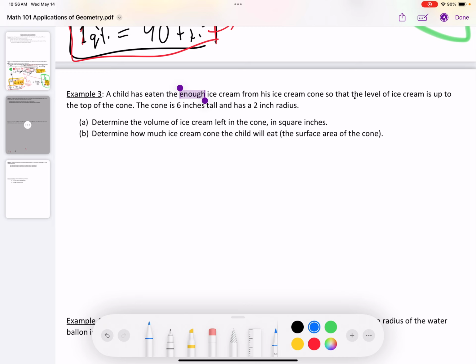Example 3 here says, a child has eaten the enough. What the heck? I don't know, don't worry about that. Oh wait, probably that should be gone, but this should be here. What the heck am I doing?